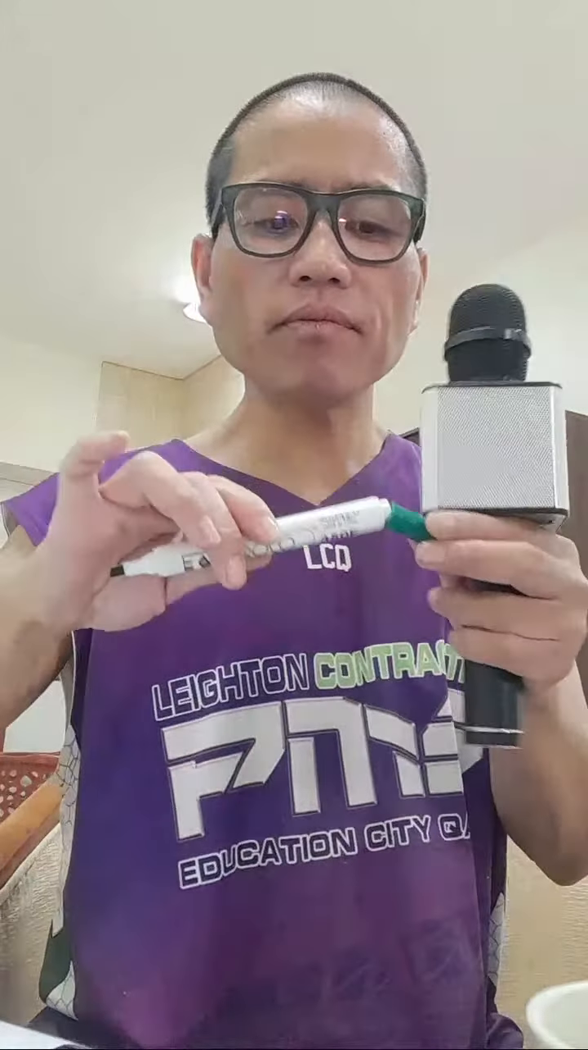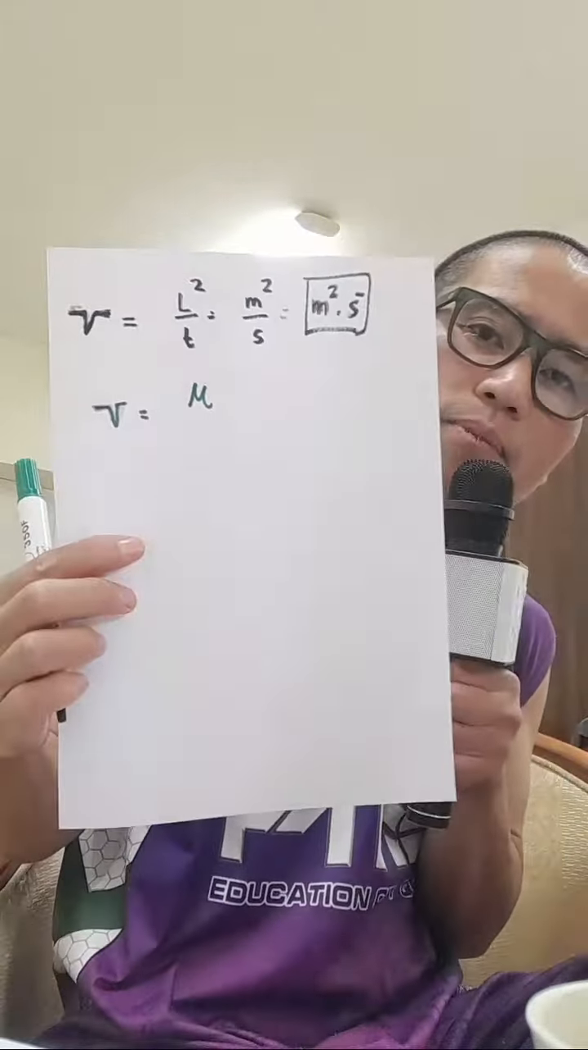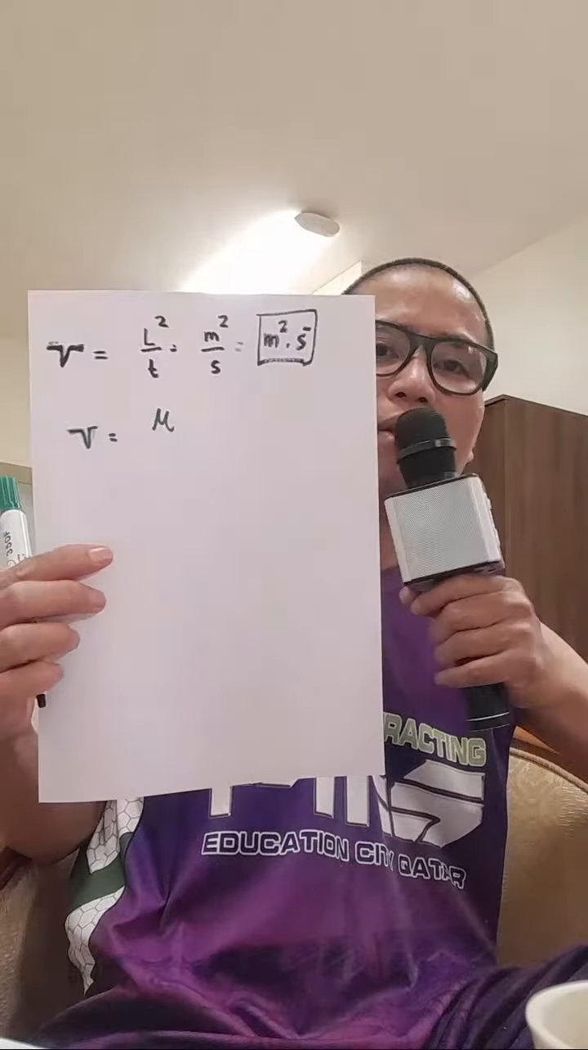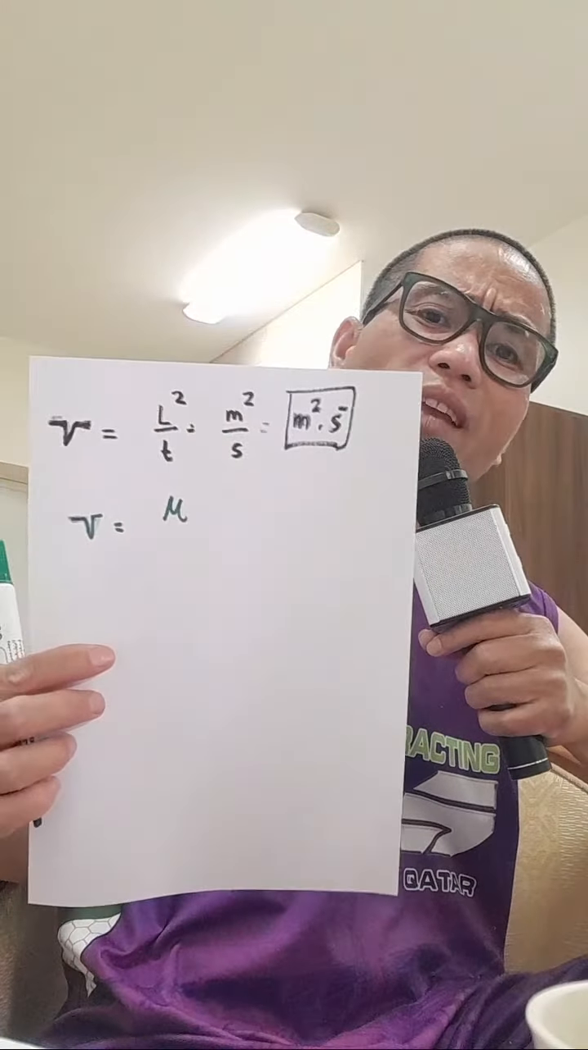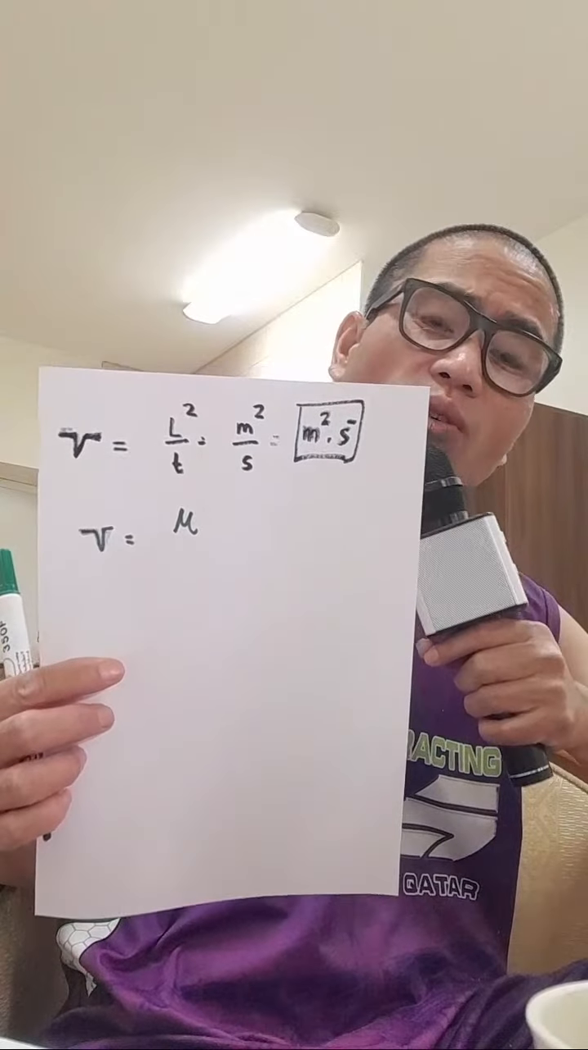So, it's going to be like this. Kinematic viscosity is equal to the absolute viscosity, which is mu. Mu, this one, guys. Mu is the absolute viscosity, also called the dynamic viscosity.